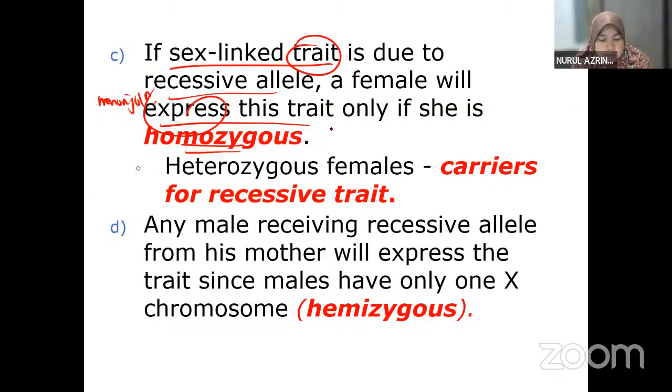Okay, contoh X small b, X small b. Nampak? So kalau dia bawa dua-dua allele ni kita panggil homozygous. Alright, so then she will be expressing the trait, dengan syarat dia mesti dapat dua-dua allele tersebut. Okay. Alright.